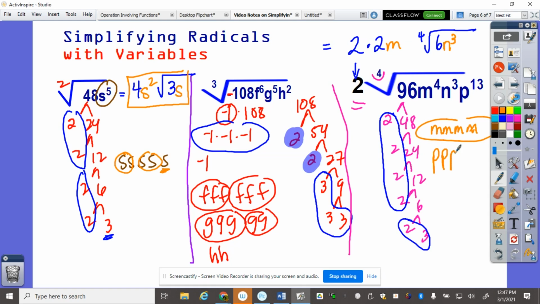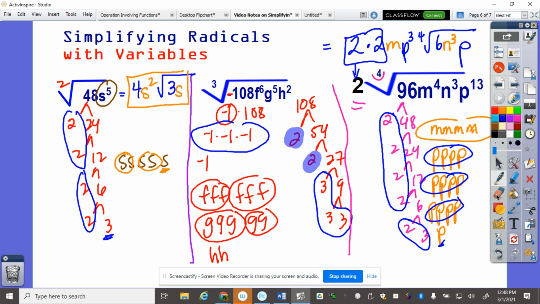And 3 is not enough to make a group of 4. P to the 13th. So 1, 2, 3, 4, 5, 6, 7, 8, 9, 10, 11, 12, 13. So 1, 2, 3. That's going to be P to the third power. And this P here will remain inside. What's 2 times 2 there? That will give us 4. So I'm going to erase that portion there and write 4. And that's the answer. Kaboom.